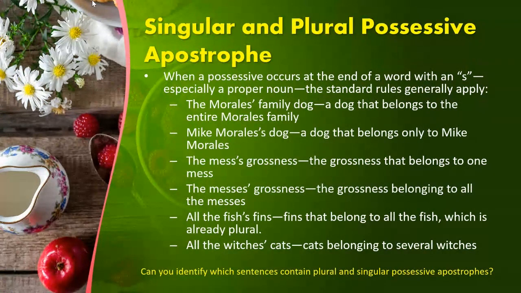Now, can you identify which sentences contain plural and singular possessive apostrophes? You may pause the video at this time to work on these examples.